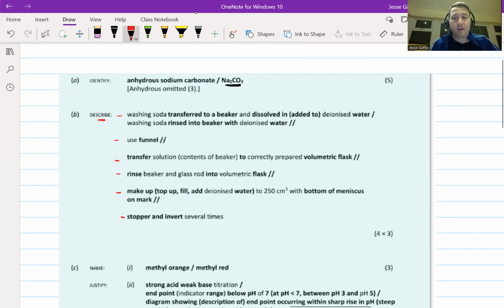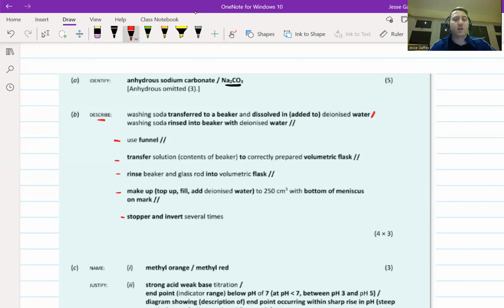Now this little single line means you can have either the bit before or the bit after, and those are scoring, either one of those. If it's a double line like this on a marking scheme, that means that this is the first point, you have to have one of these. This is the second one, you have to have one of these. So that just means that you can't have this and get 3 and this and get 3. Only one of these can get you the 3. You have to have one of them.